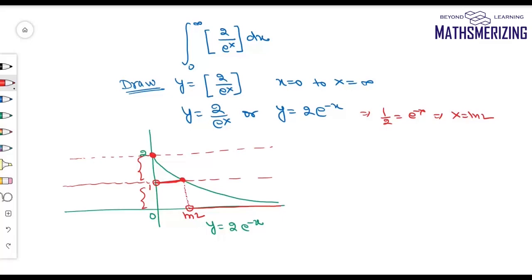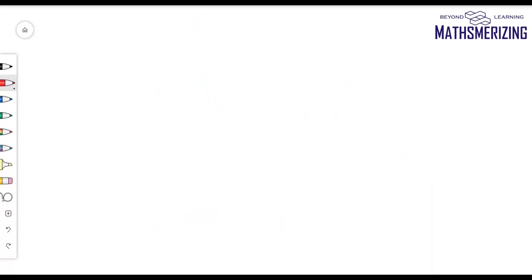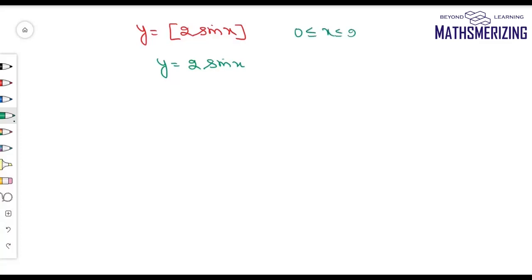Now if I have to find this definite integral, I'll just need to find this area. And this area is actually a rectangle. Answer to this question is ln 2. I'll take up another question, and that question is y equals greatest negative function of 2 sine x. Now here again my basic function is y equals 2 sine x, and I'll draw this graph between x equals to 0 and x equals 2 pi. So I'll draw the graph of 2 sine x.